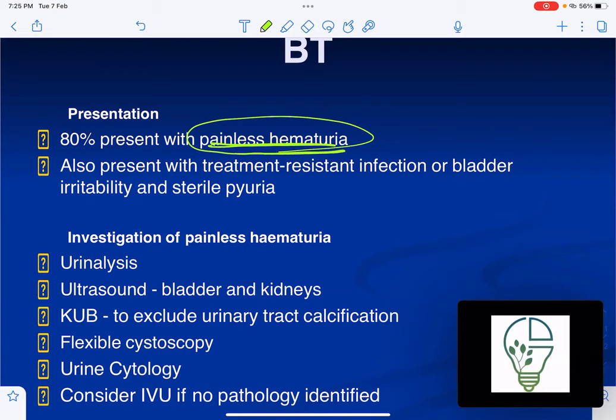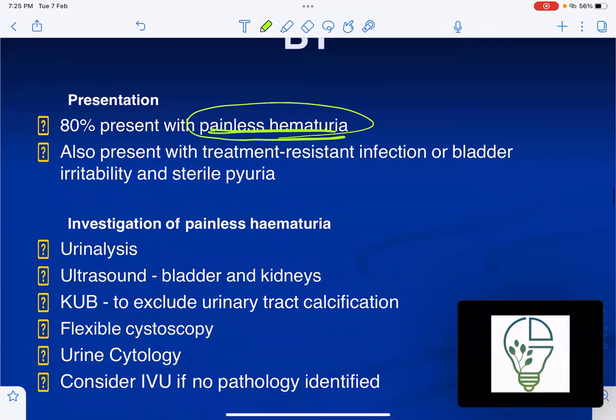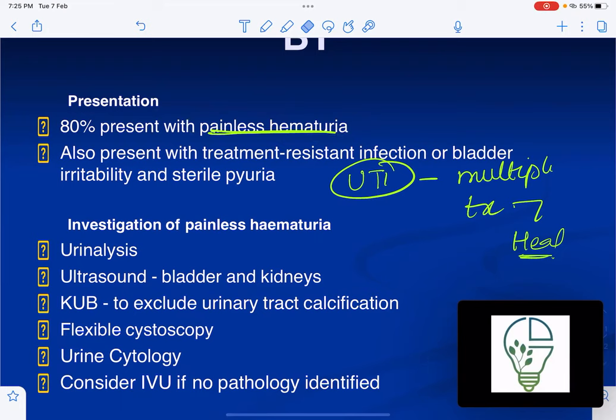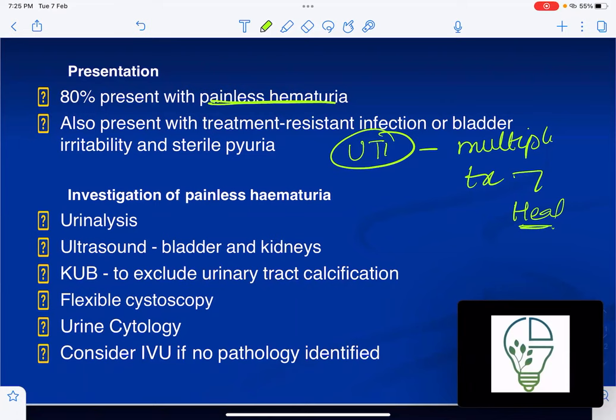The second thing is they have repeated urinary tract infections, and even after multiple courses of treatment, it doesn't heal, basically. They go through it again and again and again, and they just think it's an infection or whatever, but it's actually the most common presentation. So if you see a stem with painless hematuria and multiple urinary tract infections, then it's a clear indication of bladder cancer unless proven otherwise.